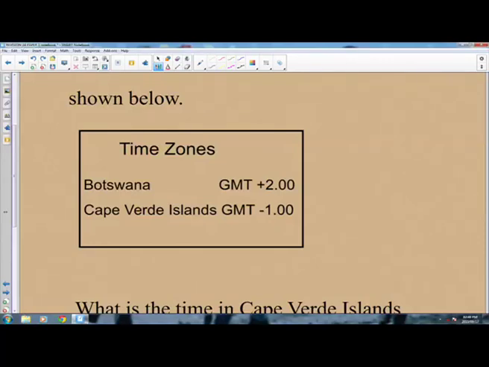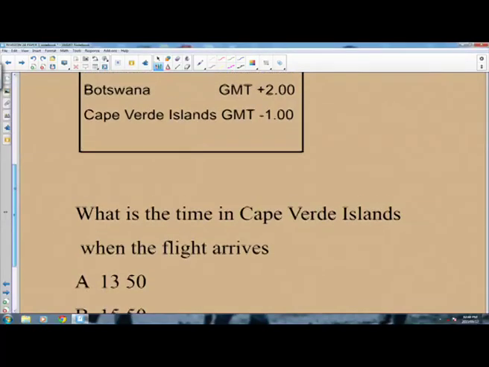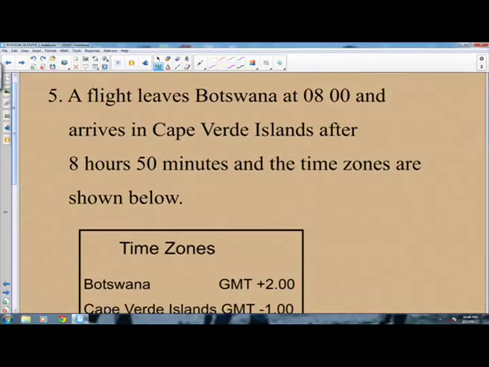So let us have a look at the question. And remember, we're going to use the information given for time zone to answer the question. It says, what is the time in Cape Verde Islands when the flight arrives? So we are asked to find the time in Cape Verde Islands when the flight arrives. So let's go back to the given statement. It says, a flight leaves Botswana at 0800 and arrives in Cape Verde Islands after 8 hours 15 minutes. So let us have this.